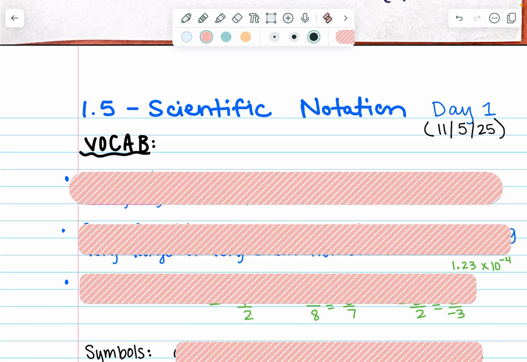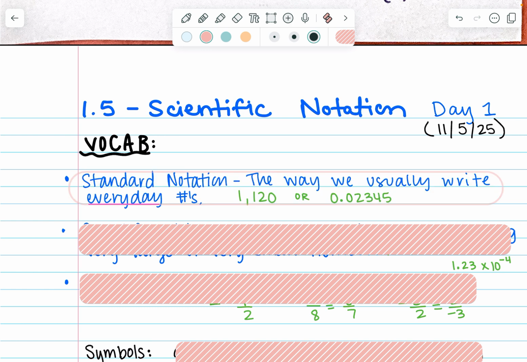Hello, today we are doing 1.5 scientific notation day 1. Today's date is 11/5/25. On your vocab sheet, standard notation, the way we usually write everyday numbers. So like, for example, 1,120 or 0.02345.